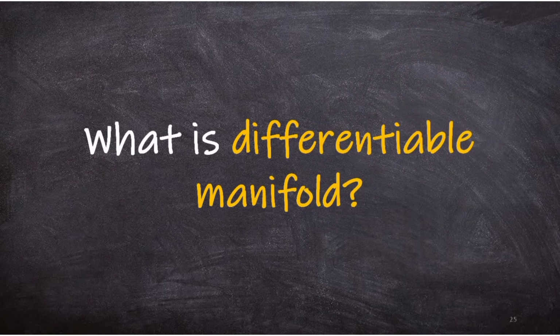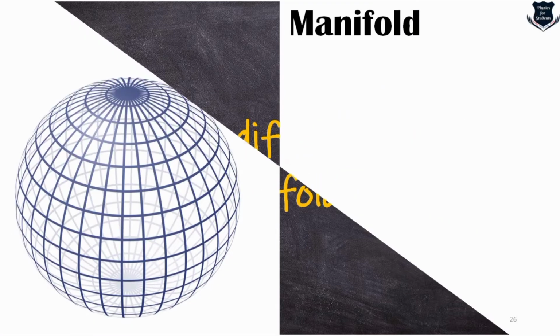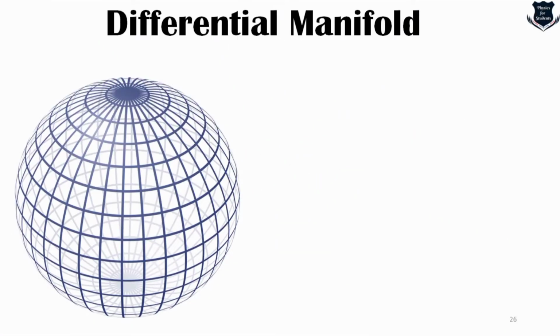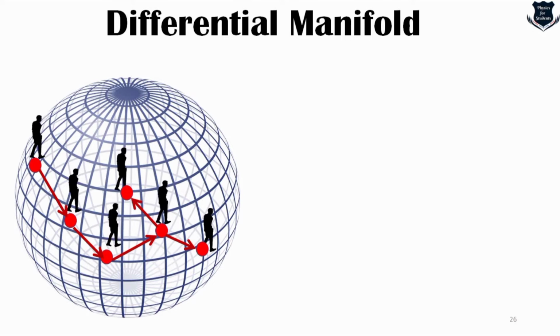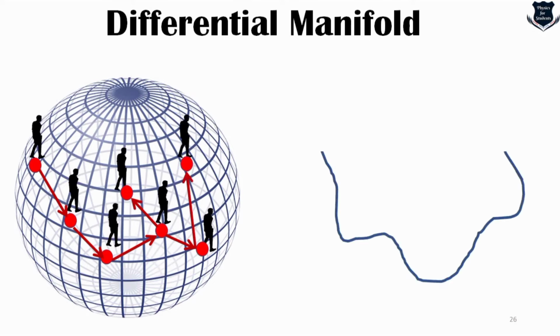Okay, so we come to the next part of our video where we are going to explain what a differentiable manifold is. As you can understand, the word differentiable suggests that there should be some kind of calculus involved in it. So I would use the old method of plotting a sphere along with some people standing. He's going over this place, moving to this and this and this, so it keeps on moving from one place to another until it ends somewhere here.